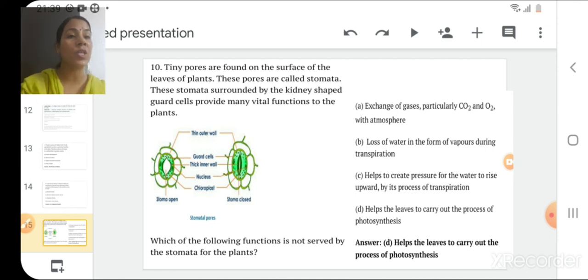The options are exchange of gases, particularly CO2 and O2 with the atmosphere. Next option is loss of water in the form of vapors during transpiration. Third option is helps to create pressure for the water to rise upward by the process of transpiration. And the last option is it helps the leaves to carry out the process of photosynthesis. So here again you need to logically think about the correct answer, and the correct answer is D, that is, helps the leaves to carry out the process of photosynthesis.